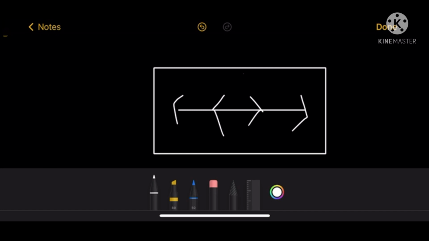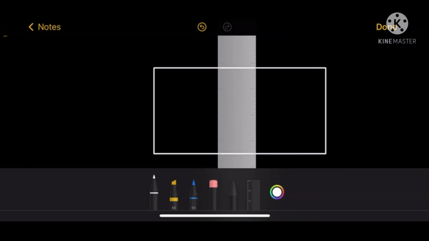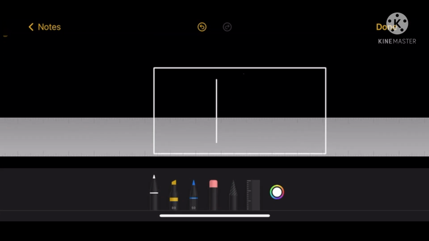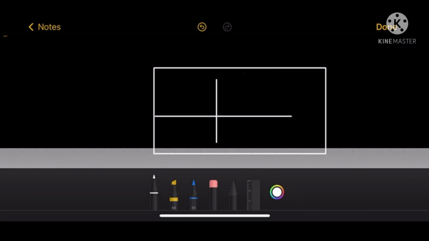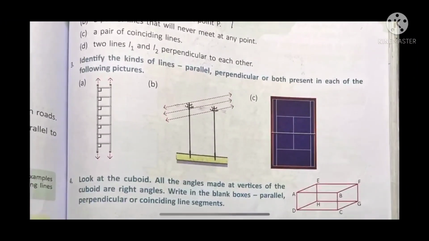Then the fourth one, D, is two lines L1 and L2 perpendicular to each other. That means we have to draw two perpendicular lines. First we would be drawing line L1 with the help of a ruler. Then you have to draw a horizontal line using a ruler and name it L2. So these two lines will be perpendicular to each other. In this way you would be drawing. Do this question in the classwork copy. Now let us discuss question number 3.